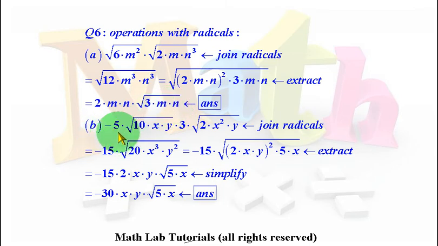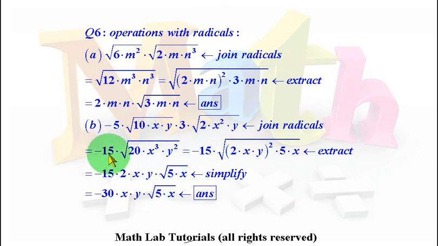We have minus 5 square root 10x dot y, dot 3 square root 2x squared dot y. Okay, so the first thing I want to do is join up these radicals, but these radicals each have their own coefficients. So all I do is multiply minus 5.3 to get minus 15, and then join up the radicals together. Again, we're going to use the fact that root a dot root b is just root a dot b. And so 10.2 is 20, and x dot x squared is x to the power 3. And y dot y is just y squared.